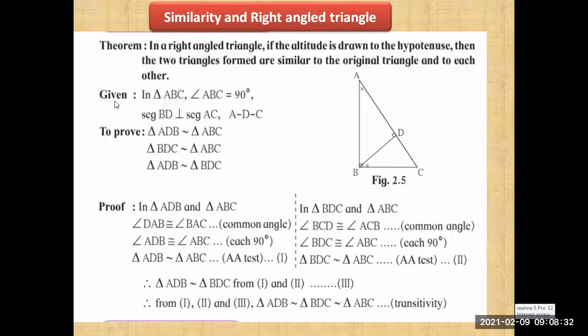So first we write the given, for this important theorem, for 3 marks. If the statement is given, first you have to draw the diagram.